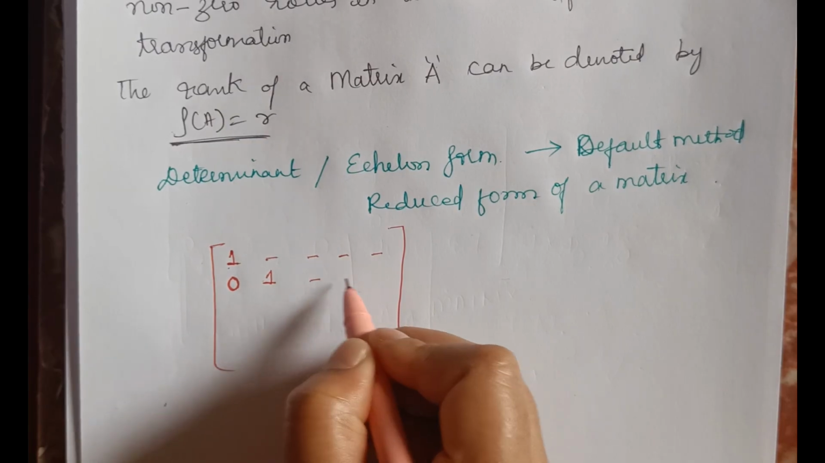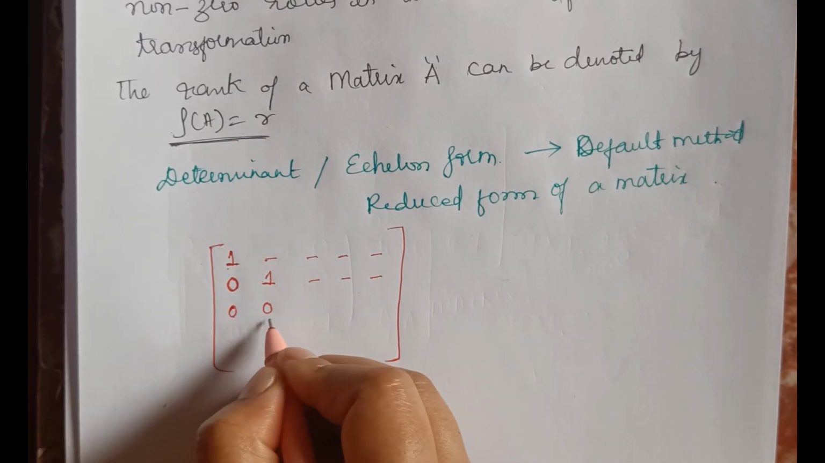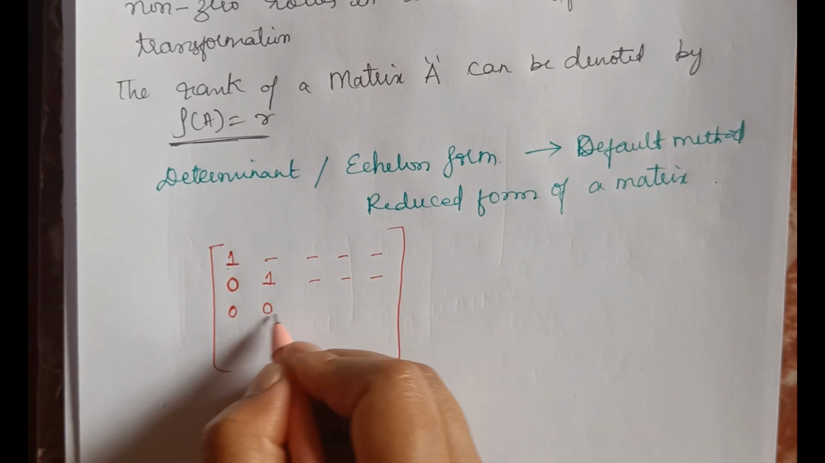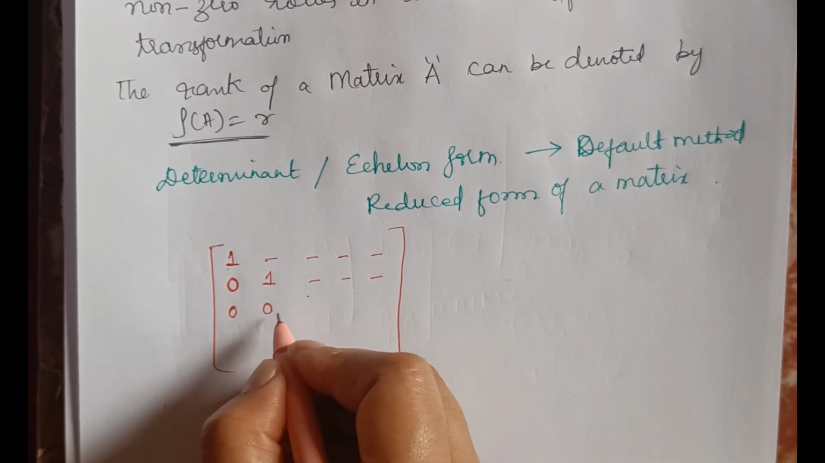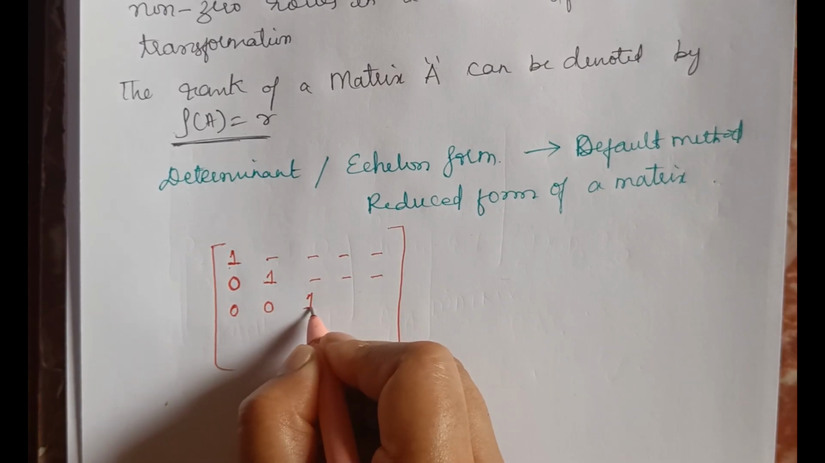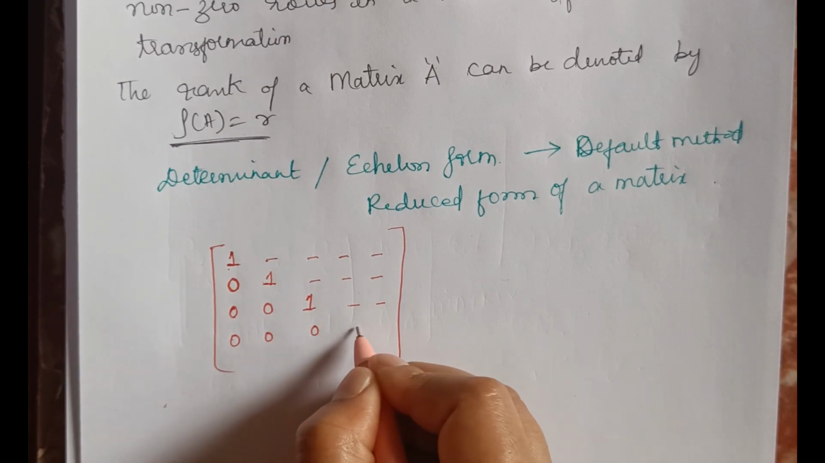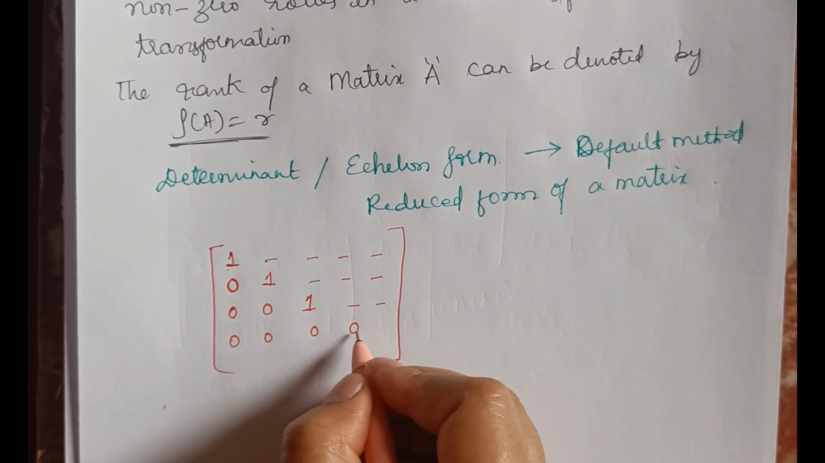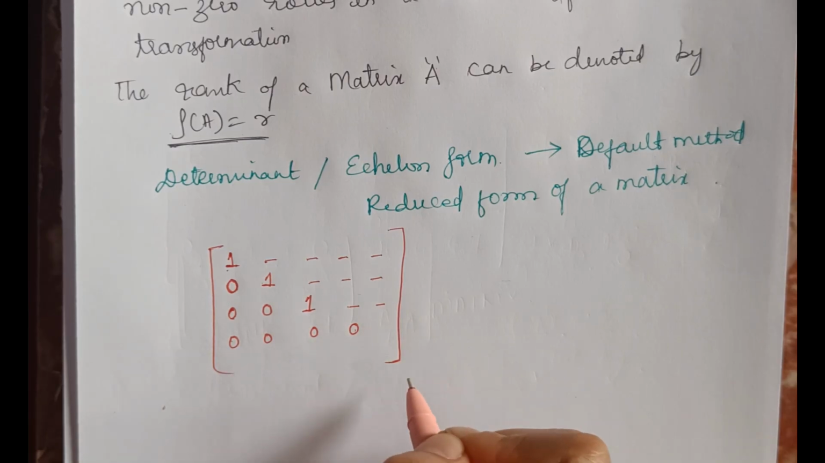And after this, who cares what it is. Similarly, 0 0. Then in the third row, the first two elements must be 0, and the third element, if it is non-zero, should be 1. Then nobody cares. It can also be like this: 0 here, 0. If I write 1 here, it will become like an identity matrix.